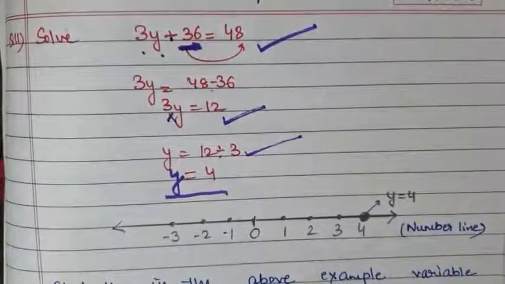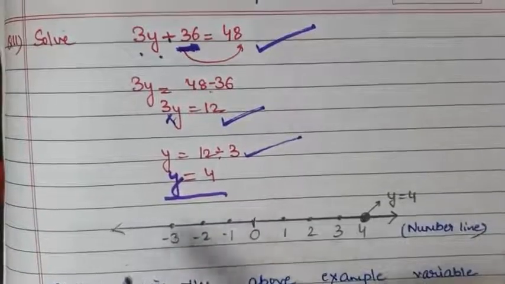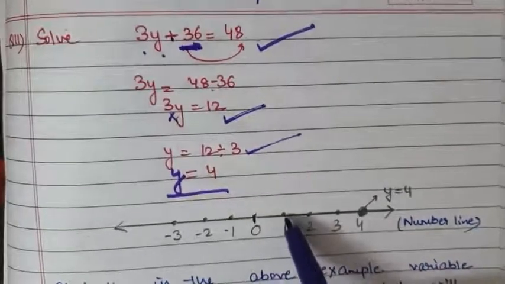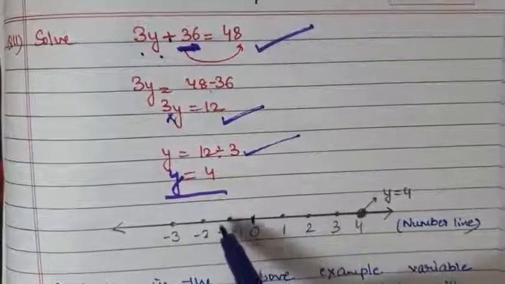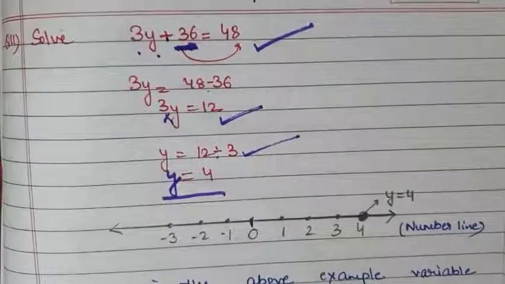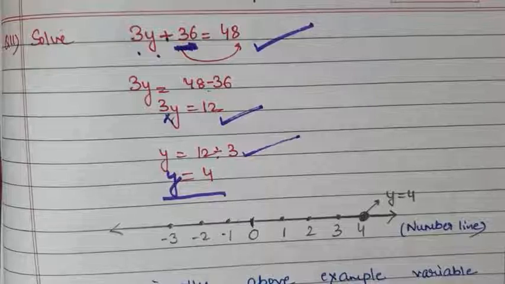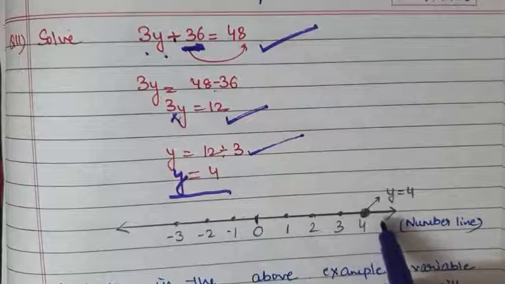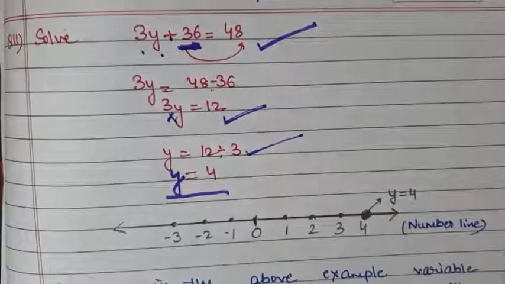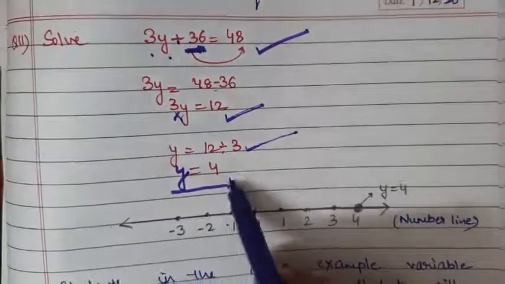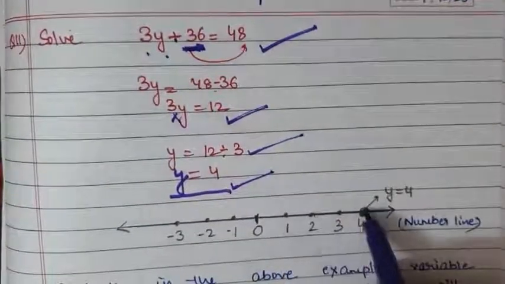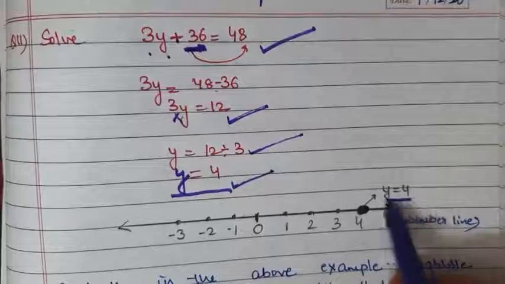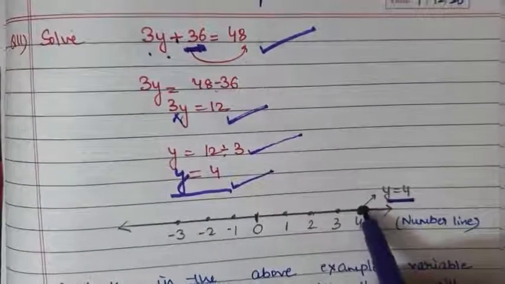So let us represent it graphically. You will draw the number line, put 0, then 1, 2, 3, 4, minus 1, minus 2, minus 3. Students, keep this thing in mind that the distance between each consecutive numbers should be same. So now y is equals to 4 here. So where is y is equals to 4? Yes, it is here. So y is equals to 4. We have represented here.